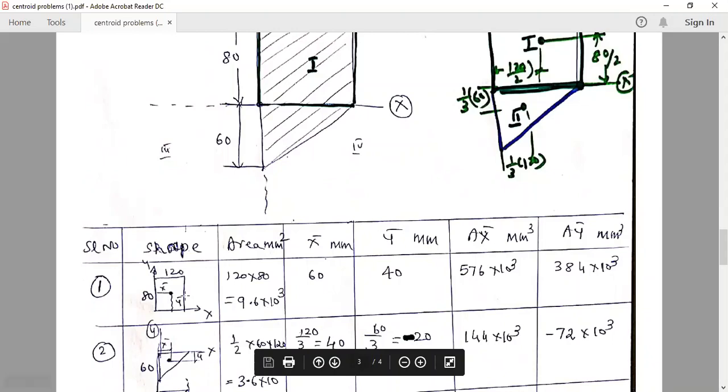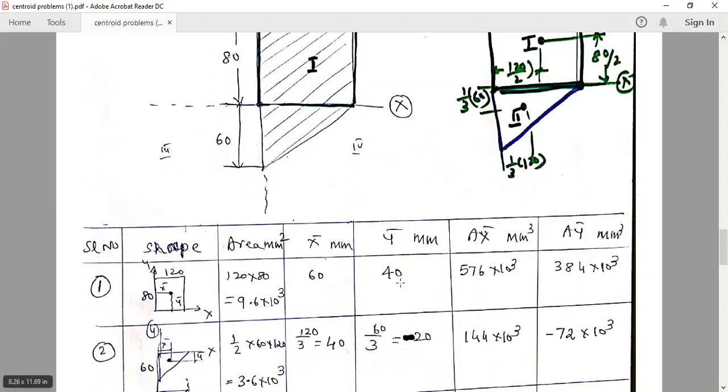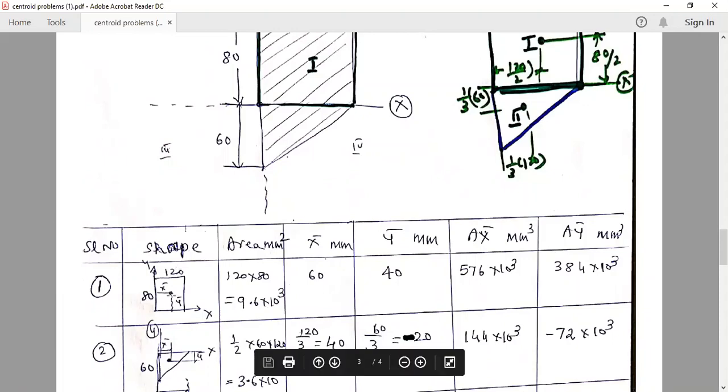So X bar with respect to the Y axis, where is the centroid of the rectangle? That is B by 2 and D by 2, 60 and 40. 120 by 2 is 60. And with respect to the X axis, the centroid of the rectangle is 80 by 2, 40. Then multiply A into X bar: 9.6 into 60, and 9.6 into 10 cube into 40. Okay, first figure is over.